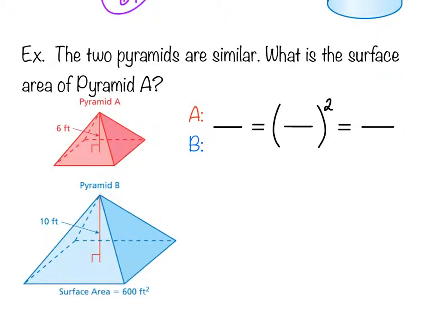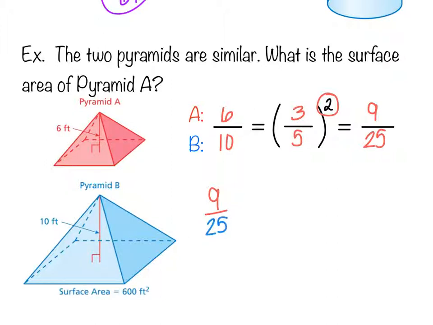So this says two pyramids are similar. What is the surface area of pyramid A? So what we're going to need is that surface area ratio, and then we will actually get to use it. So I know it's 6/10, which reduces to 3/5. So the side length ratio is 3/5. And I know for area, I have to square that. So that's going to give me 9/25. So the area ratio is 9/25, right?